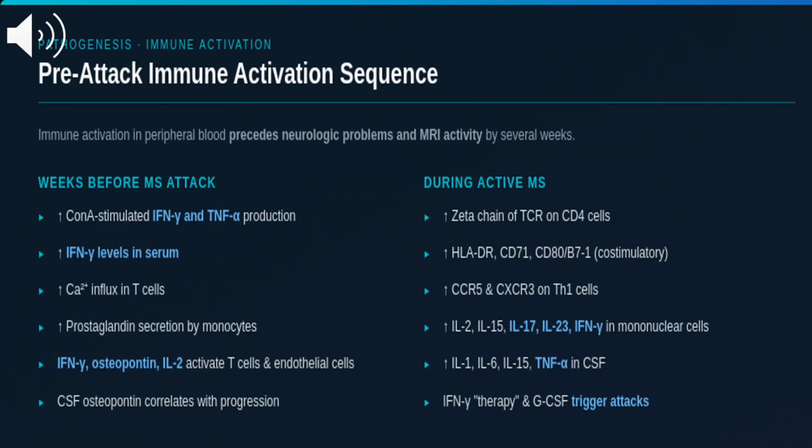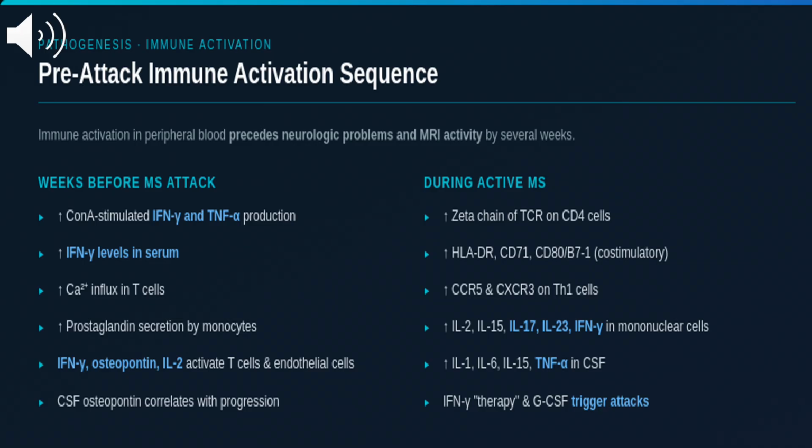One of the most clinically important insights in MS immunology is that immune activation precedes the neurological attack by several weeks. The brain lesion that causes the relapse is not the beginning of the biological story, it is relatively late in the sequence. In studies that monitored blood immune parameters longitudinally, researchers found that several weeks before attacks of MS and optic neuritis, concanavalin A mitogen-stimulated IFN gamma and TNF alpha production increases, IFN gamma levels in serum rise, calcium influx into T cells increases, and prostaglandins are secreted by monocytes. All of this in the peripheral blood before the clinical attack is apparent.